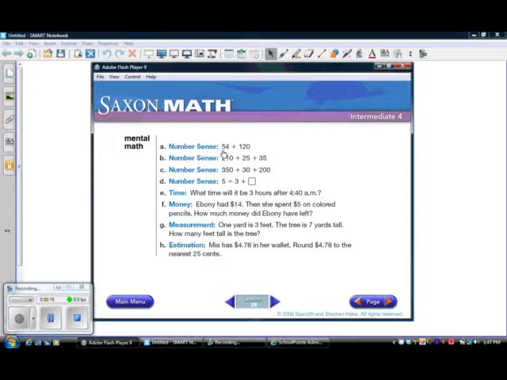Okay, let's take a look. It's easy to do the 54 and go ahead and do the 20 and then tack on the 100. Let's do the 25 and 35 first. Get that, and then add the 210. Take 350 and add 30, and then tack on the 200.